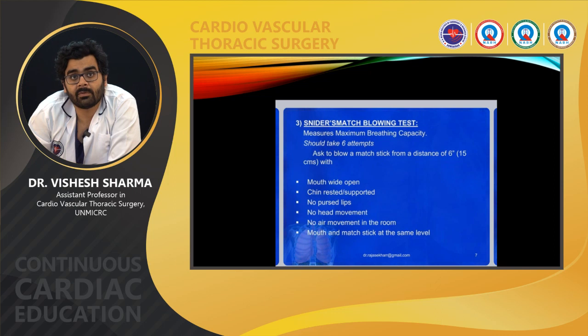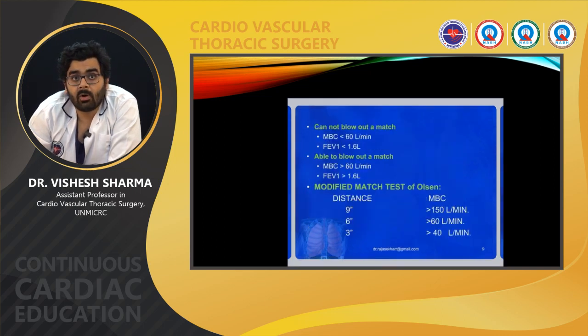The patient should take 6 attempts, and is asked to blow out a matchstick from a distance of 6 feet, with mouth wide open, chin rested or supported, no pursed lips, no head movement, no air movement in the room, and mouth and matchstick at the same level. If he cannot blow it out, then FEV1 is less than 1.6 liters. If able to blow it out, FEV1 is more than 1.6 liters.